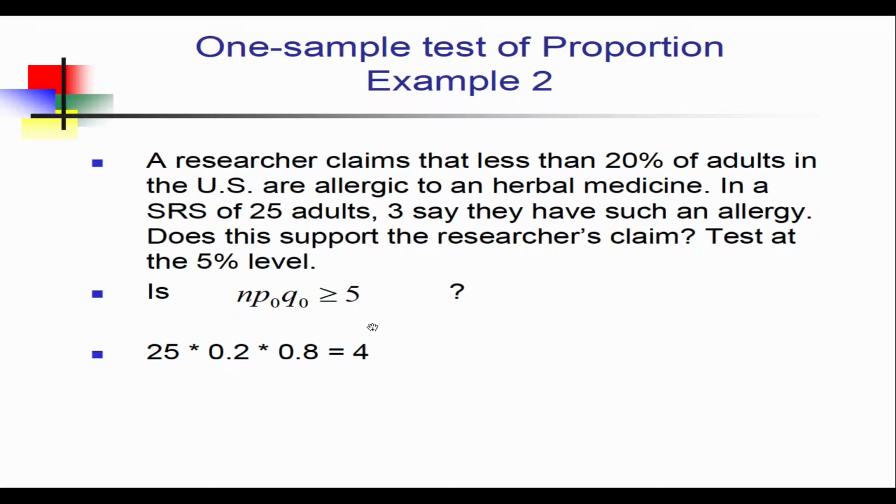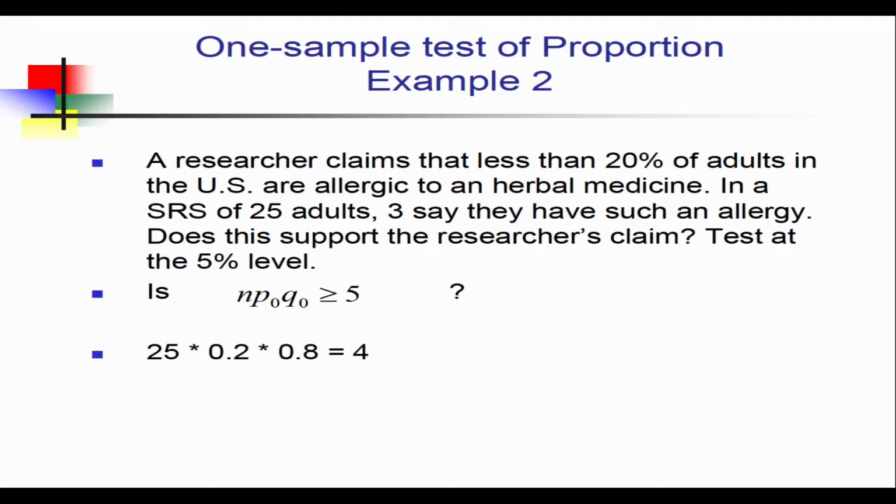This is another example for the test for proportion. The first thing you need to check is this quantity, n times p0 times q0, whether it's greater than 5. In the sample we have 25 samples, and the success probability we put under the null hypothesis is 0.2. So 25 times 0.2 times 0.8 is 4. It's less than 5. The central limit theorem cannot be applied because the sample size is small.